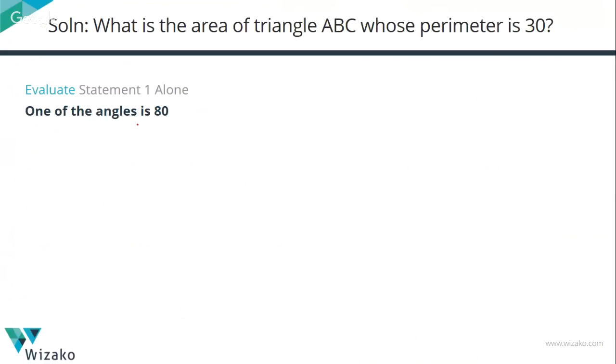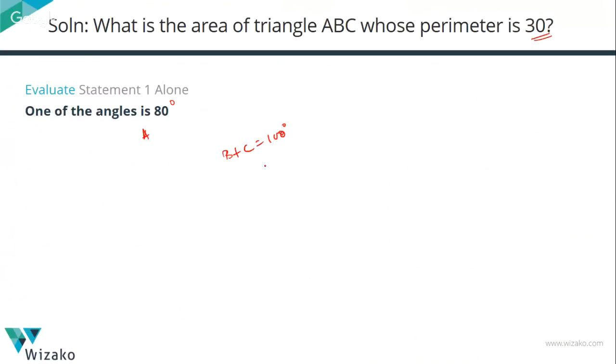What is statement 1? It says one of the angles is 80 degrees. Perimeter is equal to 30 is data that is available from the question stem. Whatever is available from the question stem, you can definitely use it with both the statements. One of the angles, let's say this angle is equal to A, the remaining two angles B plus C are going to add up to 100.